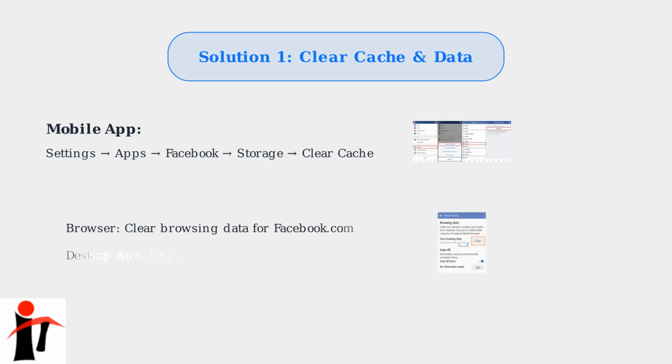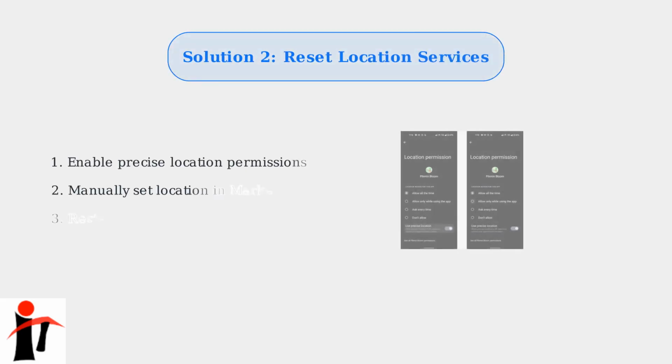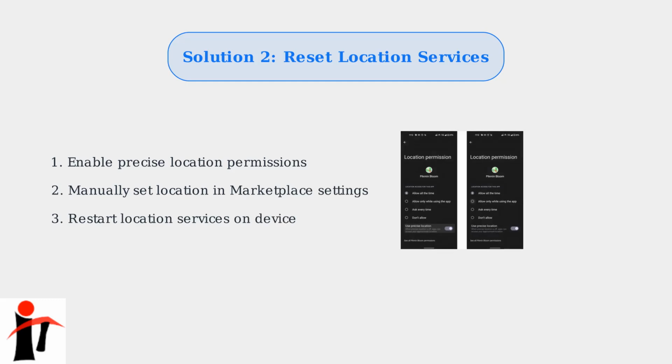For browser users, clear your browsing data specifically for Facebook.com. Desktop app users should simply log out and log back in to refresh the cache. Location service problems cause incorrect search results. Reset your location permissions to ensure Facebook Marketplace shows items in your actual area.